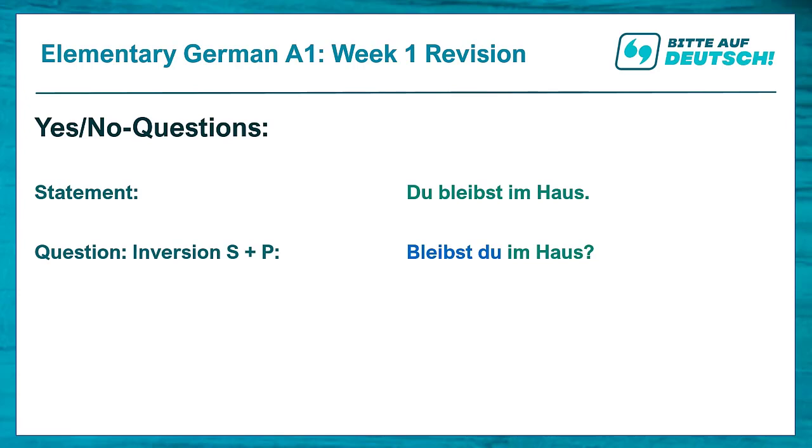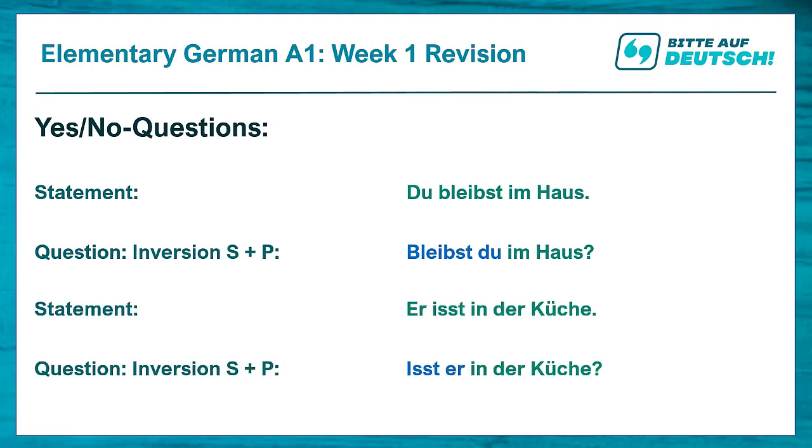You know, for example, a simple statement is composed of type B sentence structure. Du bleibst im Haus. You stay in the house or at home. If you want to formulate this statement as a yes-no question, do you stay in the house? We invert subject and predicate of the sentence and put a question mark at the end. So instead of saying du bleibst, we will say bleibst du. The complete question would then be bleibst du im Haus?